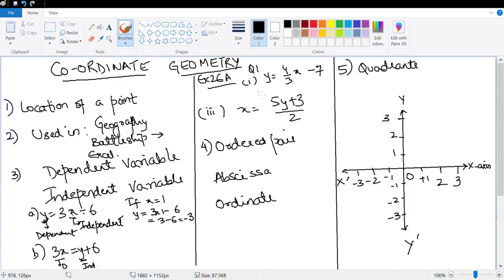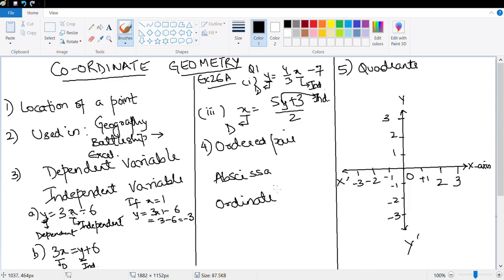Question number 1, part 1. Y is equal to 4 by 3x minus 7. So which is the dependent variable? Since y depends on the value of x, y is the dependent variable, and since x is independent of the value of y, it is an independent variable. Let's look at part 3. X is equal to 5y plus 3 upon 2. Now x depends on the value of y and y is the independent variable in this case.